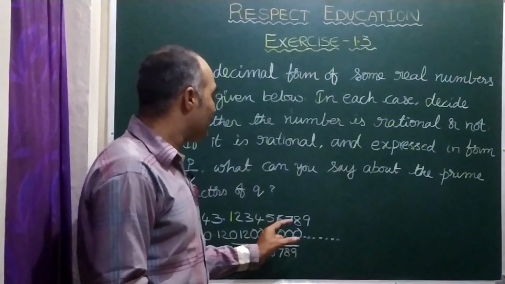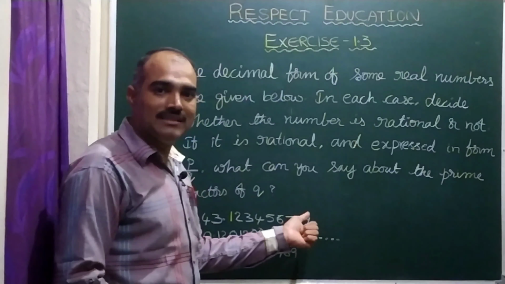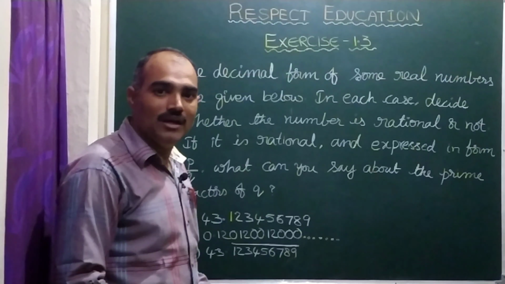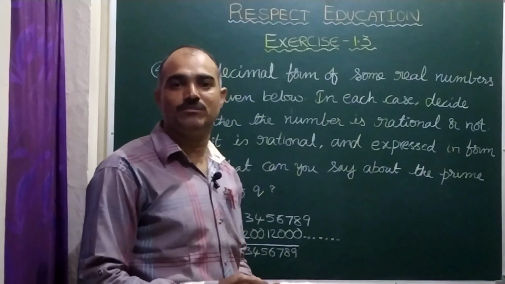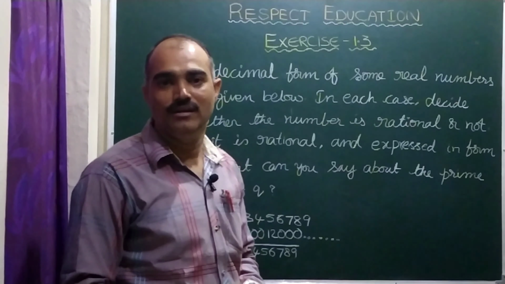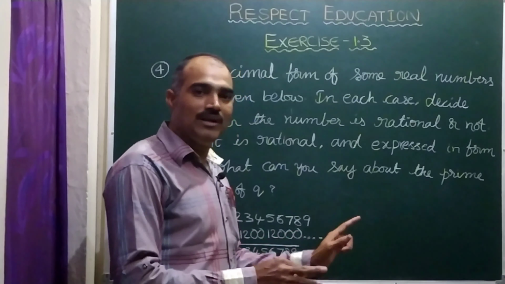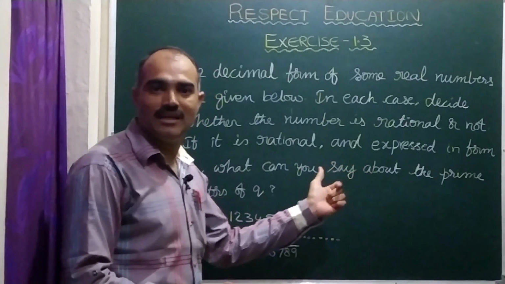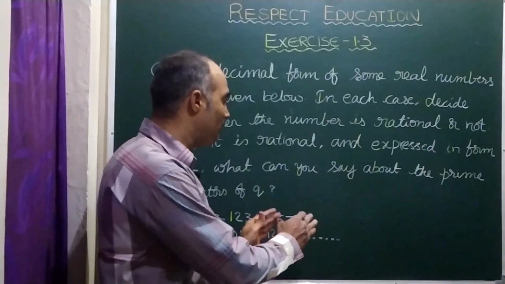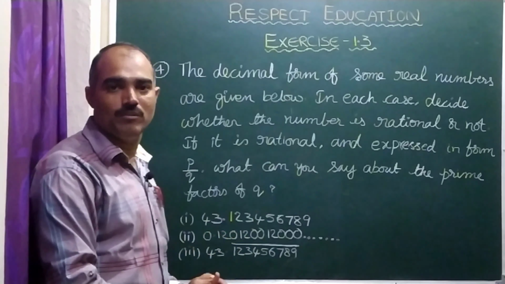See here, children, for deciding whether they are rational or irrational, you need to learn a concept. Actually the concept is a very lengthy one to explain in detail. So here I would like to try to give a brief idea about rational and irrational, which will be exactly suitable for this problem.